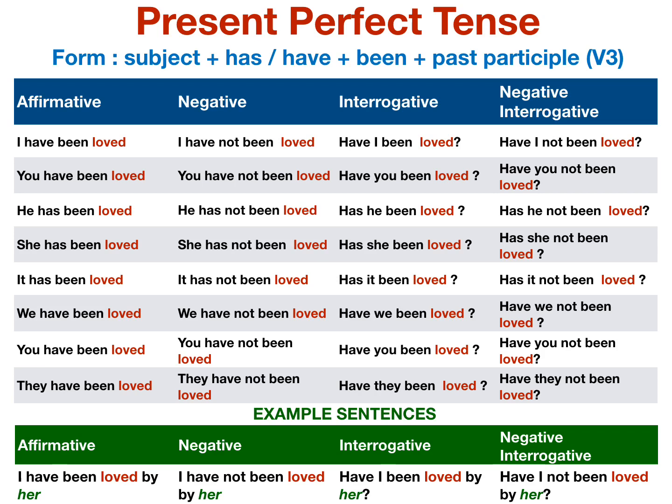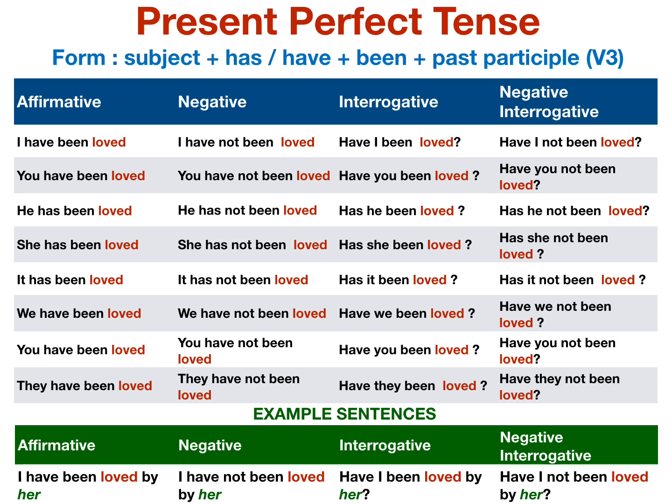We have been loved. We have not been loved. Have we been loved? Have we not been loved? You have been loved. You have not been loved. Have you been loved? Have you not been loved? They have been loved. They have not been loved. Have they been loved? Have they not been loved?